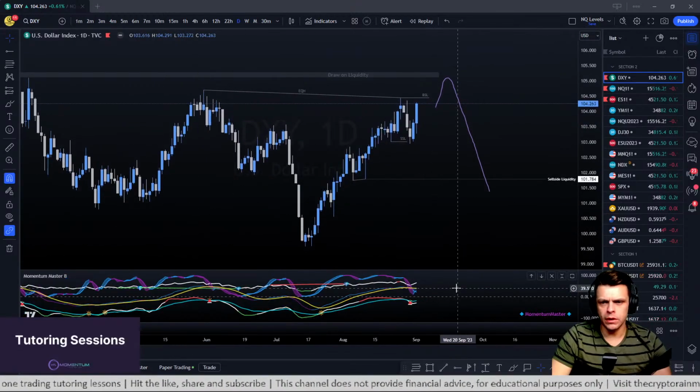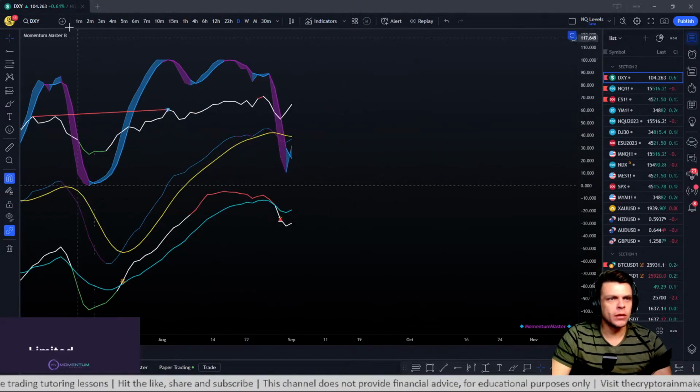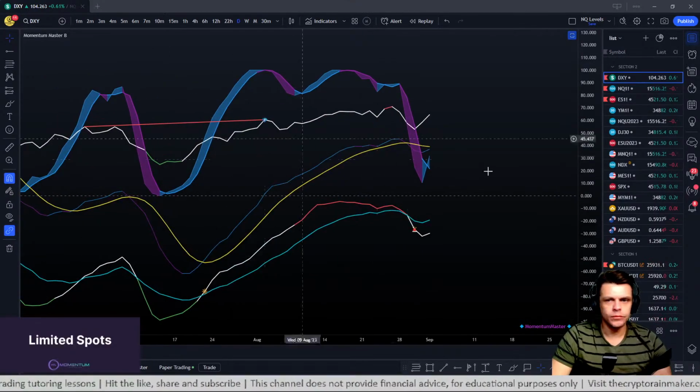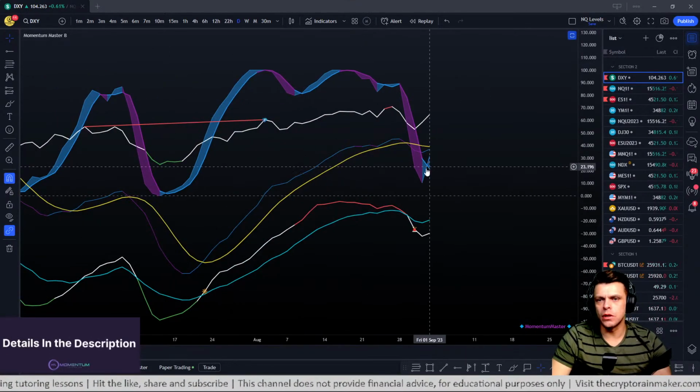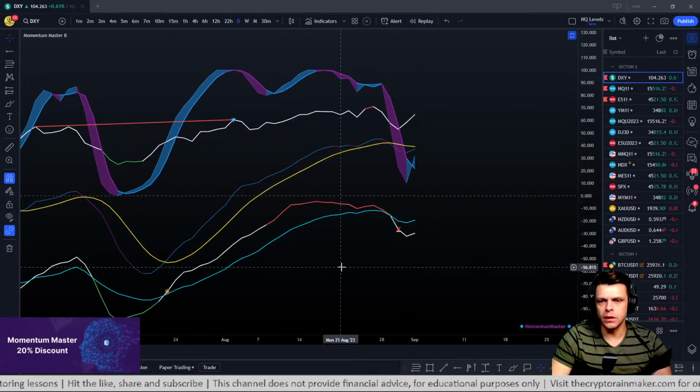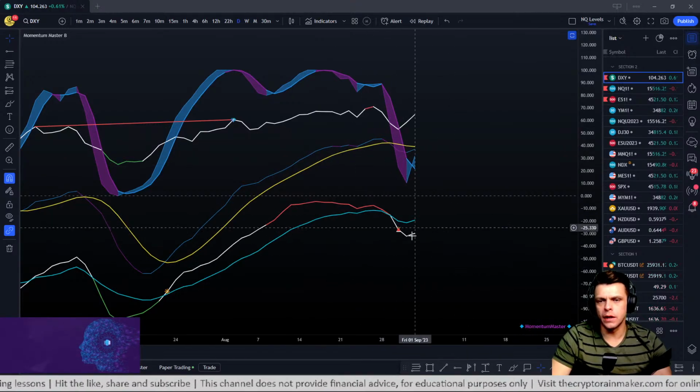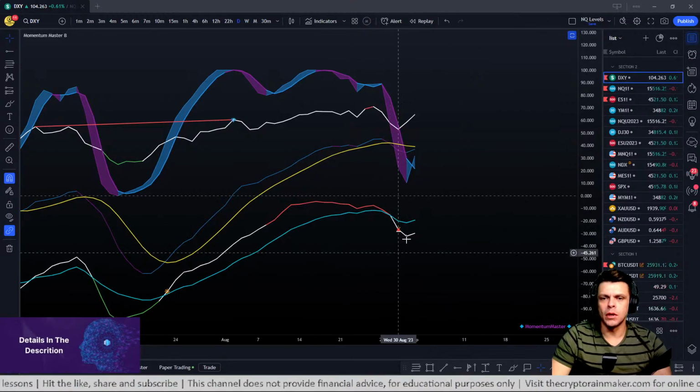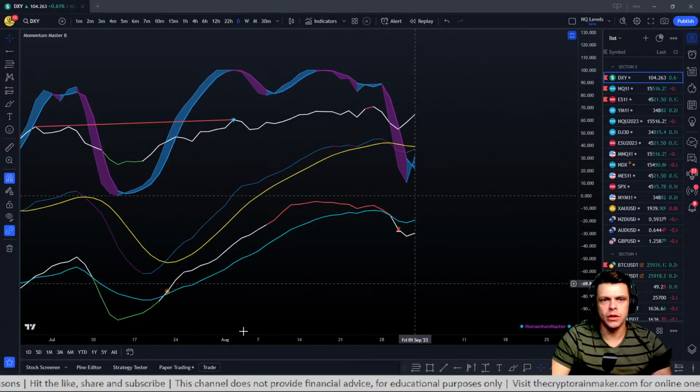And then also if we have a closer look at the Momentum Master B indicator, you can see that the stochastics RSI is pushing to the upside. The MACD is pushing up, and the Williams, the strength indicator, also still has a little bit of juice left to go to the upside.